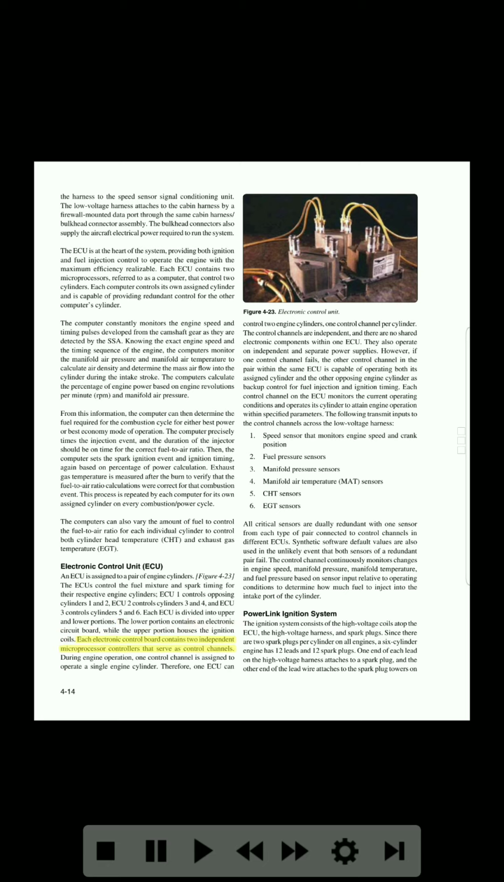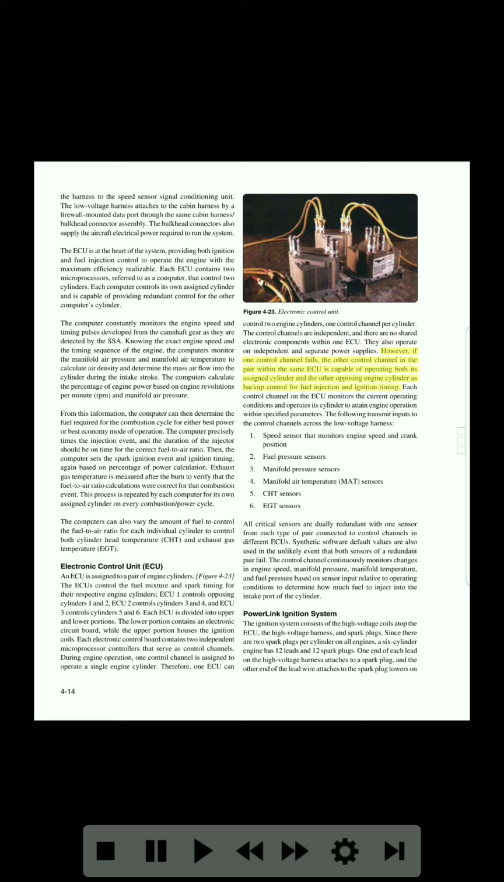Each electronic control board contains 2 independent microprocessor controllers that serve as control channels. During engine operation, one control channel is assigned to operate a single engine cylinder. Therefore, one ECU can control 2 engine cylinders. Figure 4-23. Electronic Control Unit. One control channel per cylinder. The control channels are independent, and there are no shared electronic components within one ECU. They also operate on independent and separate power supplies.